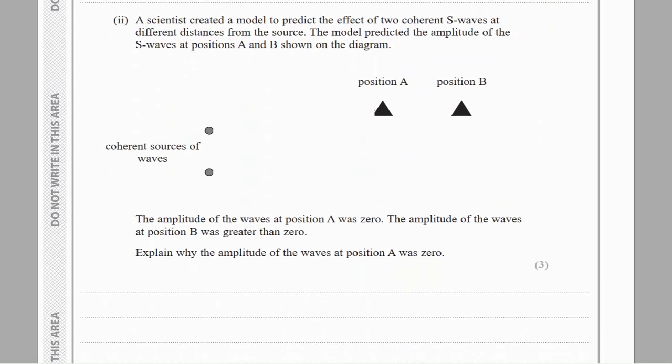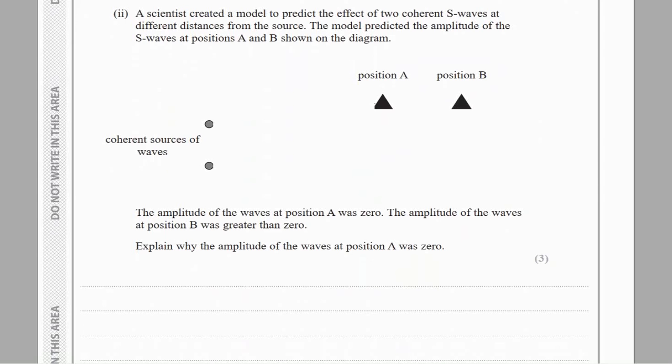The next part says, scientists created a model to predict the effect of two coherent S waves at different distances from the source. The model predicted the amplitude of the S waves at positions A and B as shown on the diagram. The amplitude of the wave at position A was 0. Focus on 0. The amplitude of the wave at position B was greater than 0. Explain why the amplitude of the wave at position A was 0.